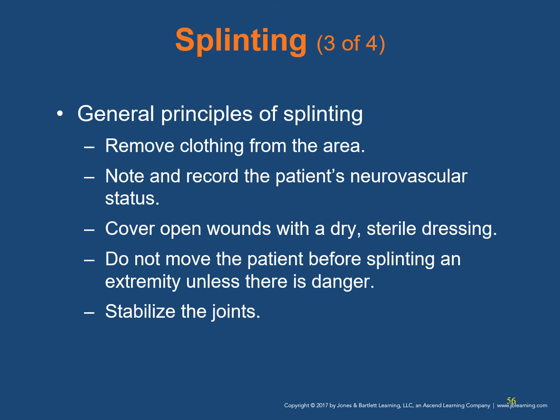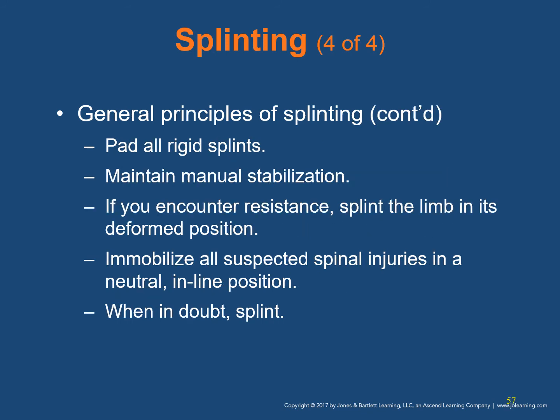In a suspected fracture of the shaft of any bone, be sure to stabilize the joints above and below the fracture. With injuries in and around a joint, be sure to stabilize the bones above and below the injured joint. Pad all rigid splints to prevent local pressure and discomfort to the patient. While applying a splint, maintain manual stabilization to minimize movement of the limb and support the injury site.